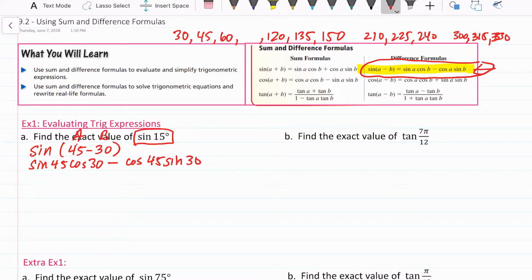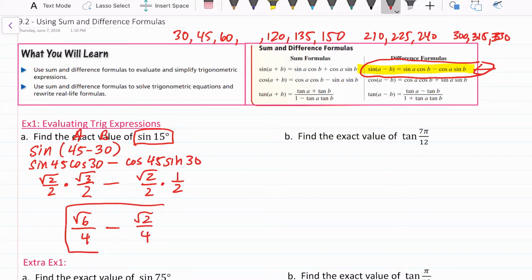If you have your unit circle handy, or if you know these off the top of your head, then we can have the sine of 45 times cosine of 30 minus cosine of 45 times sine of 30. If you work this out, you're going to get radical 6 over 4 minus radical 2 over 4. You cannot add those together, and that will be your final answer.